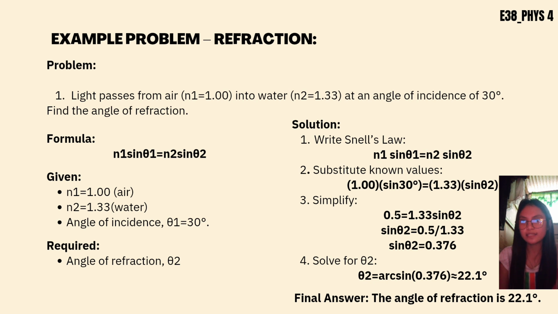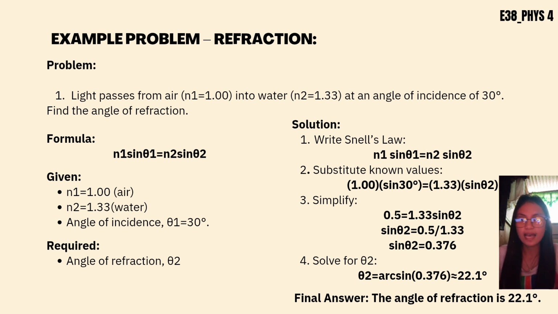So in this problem, it deals with refraction, which happens when light passes from one medium to another and changes direction. Here, light goes from air into water, and since air and water have different optical densities, which are represented by refractive indices n1 and n2, the light bends. So in this problem, we will be using the Snell's law formula. Snell's law relates the angles and refractive indices.